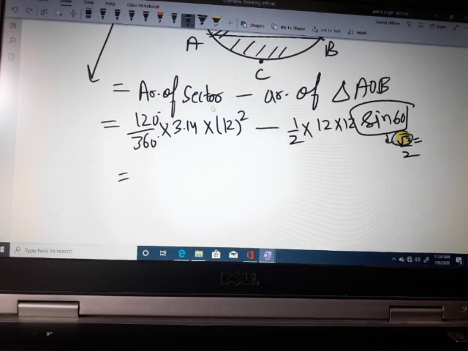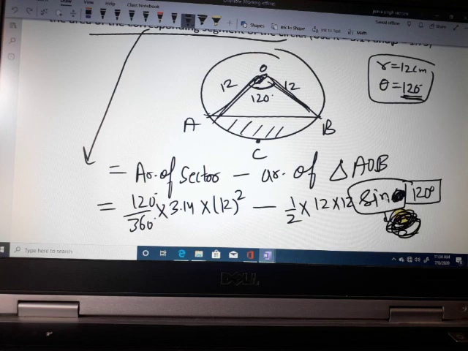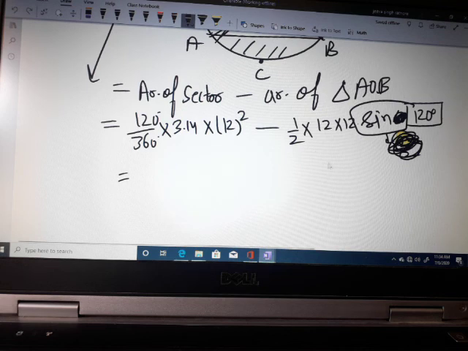You have to find the area of sector minus area of triangle AOB. Area of sector is theta upon 360 into pi 3.14 into r squared, minus 1 by 2 into both sides into sine of the angle between them. This is the area of triangle: this side into this side into sine of 120 degree. You have to find the value of sine of 120 degree by trigonometry, and solving this you will finally get the answer, equal to 88.44 centimeter square. This is the final answer.